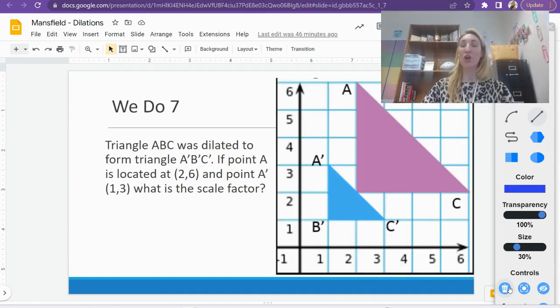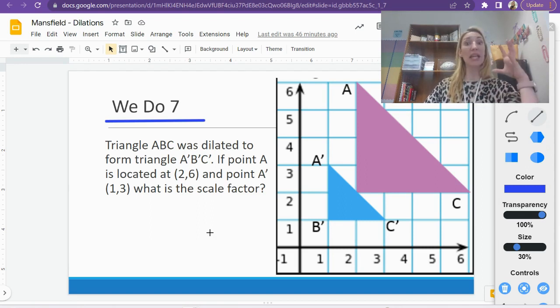Let's do another one together. Hopefully you did great on your you do number 2. On your paper, please write we do 7. And here we go. Look at this problem. Triangle ABC was dilated to form triangle A prime, B prime, C prime.